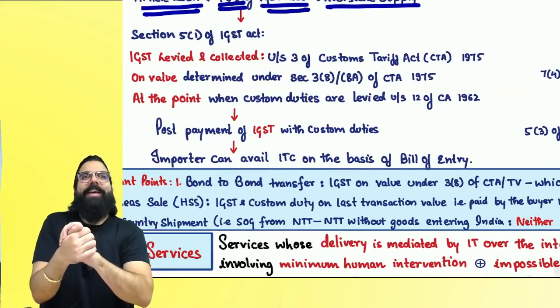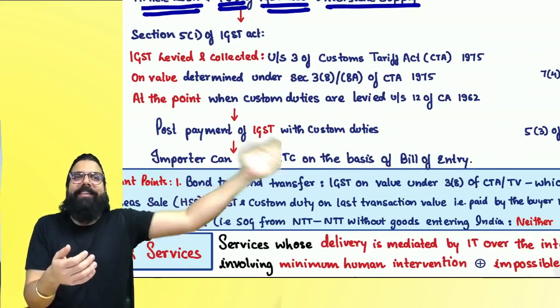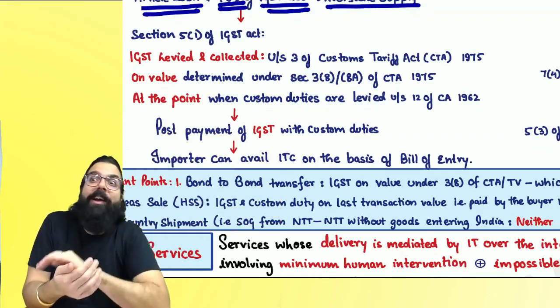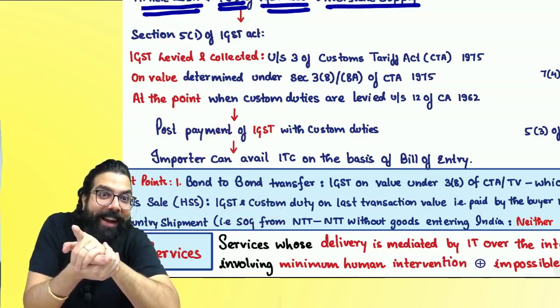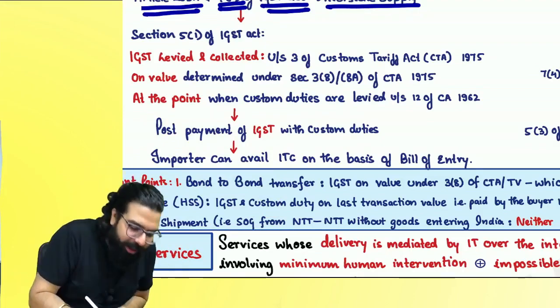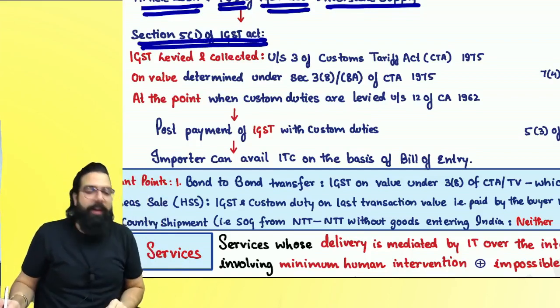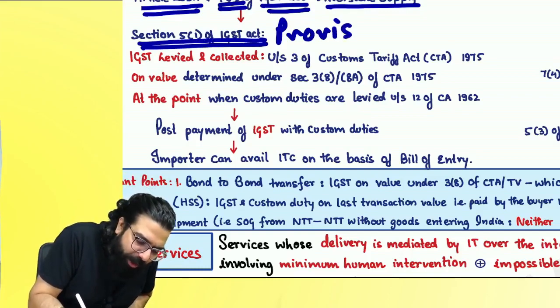But on imports, the IGST is collected under the Customs Act on the value which is determined under the Customs Act. What is the value under the Customs Act on which IGST is collected? The assessable value. Do you remember, everyone? That's it. Now, Section 5 of the IGST Act has a proviso. Have you seen that proviso, everyone?